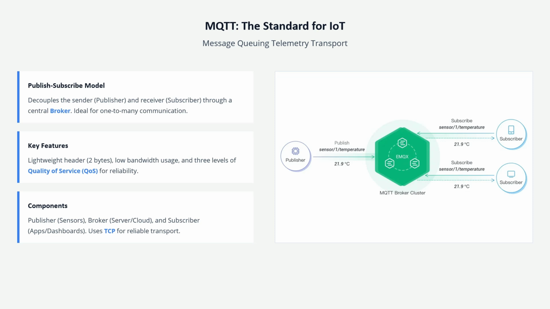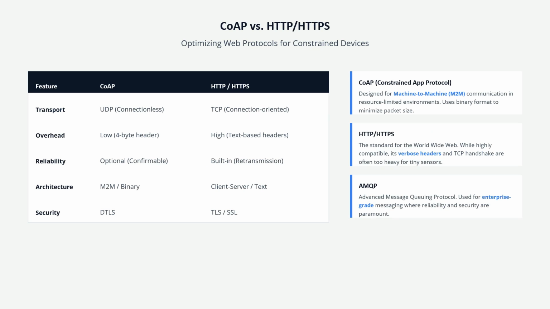Let's start with one of the most important IoT protocols, MQTT. MQTT stands for Message Queuing Telemetry Transport. It works on a publish-subscribe model. Instead of devices communicating directly with each other, they send data to a central broker. Any device subscribed to that topic receives the message. This makes MQTT lightweight, bandwidth efficient, and reliable through quality of service levels. That's why MQTT is widely used in cloud-based IoT systems and industrial monitoring.